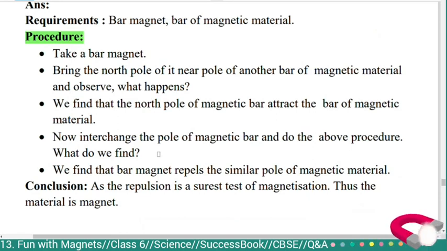Now interchange the pole of the magnetic bar and do the above procedure. What do we find? We find that the bar magnet repels the similar pole of the magnetic material. Conclusion: as repulsion is the surest test of magnetization, the material is a magnet.